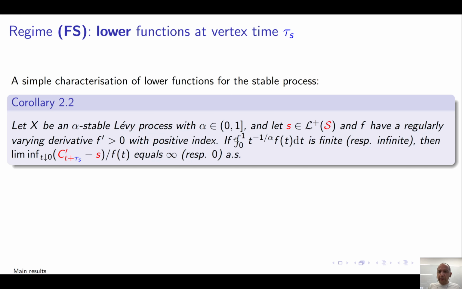You see, these assumptions were sort of mixing f and the law, but here they're just mixing f and alpha for alpha stable process, right? So if this integral is finite, I get that this is infinite. Otherwise, if it's infinite, then I get that this limit is finite.